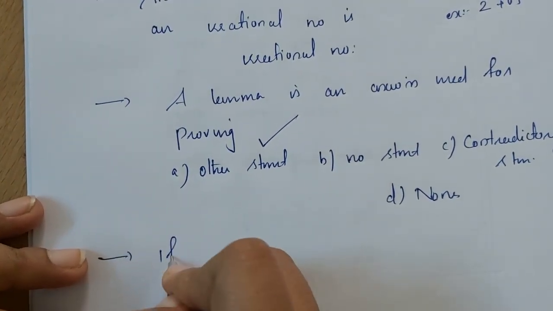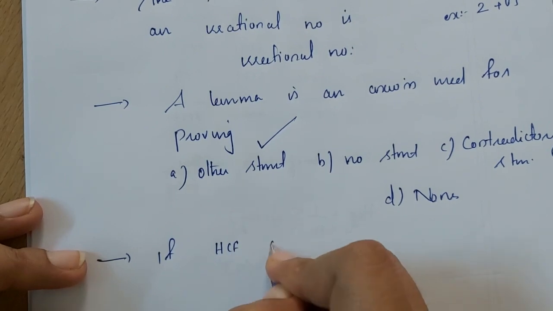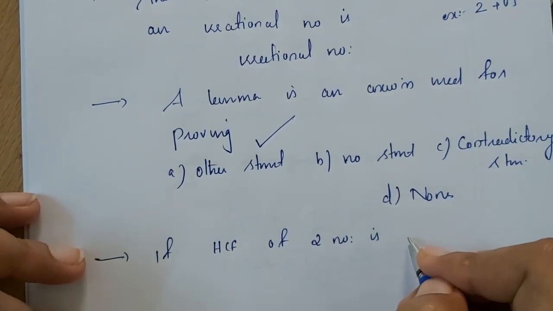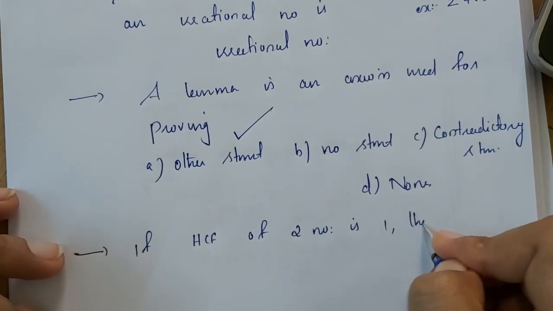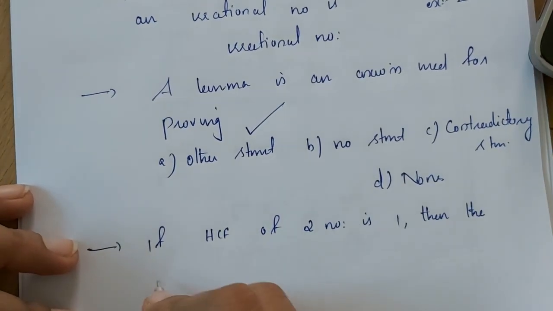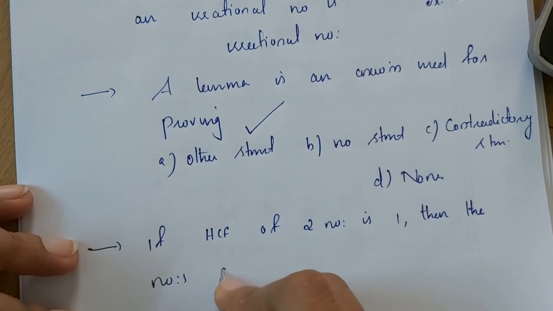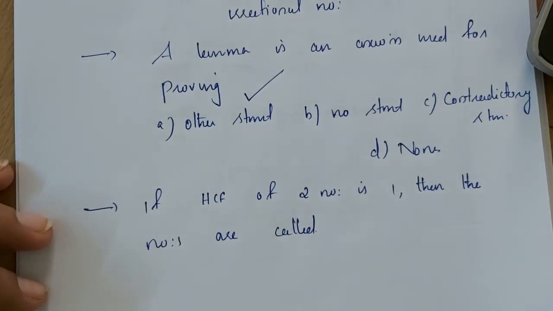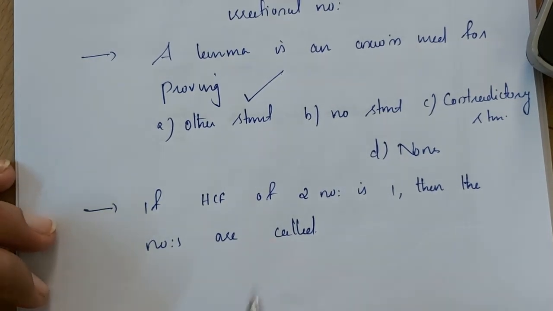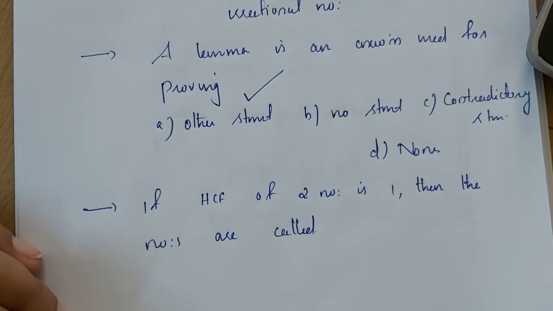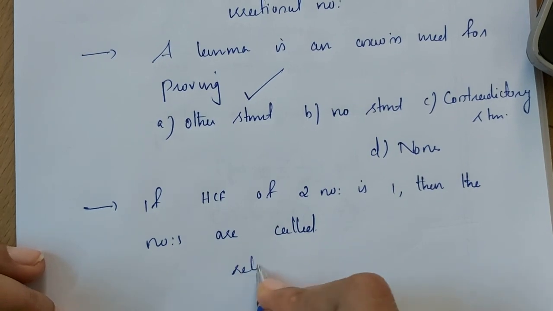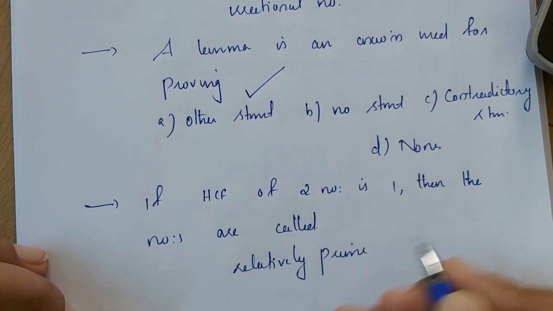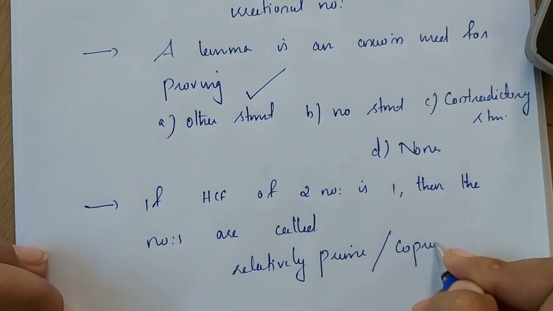Okay. If HCF of two numbers is 1, then the numbers are called, we previously discussed one of the questions relating this. HCF of two numbers is 1, then we can say that they are relatively prime, or another term is coprime.